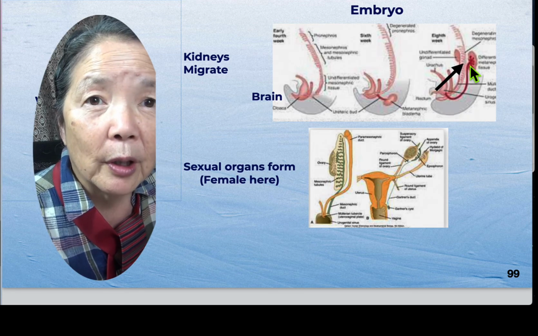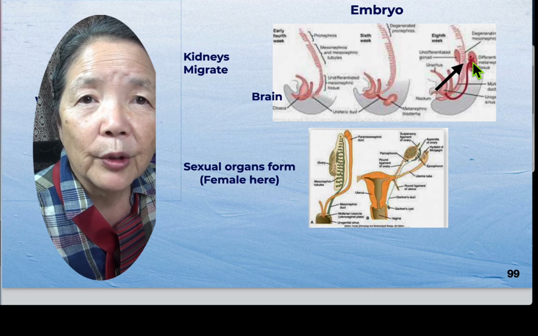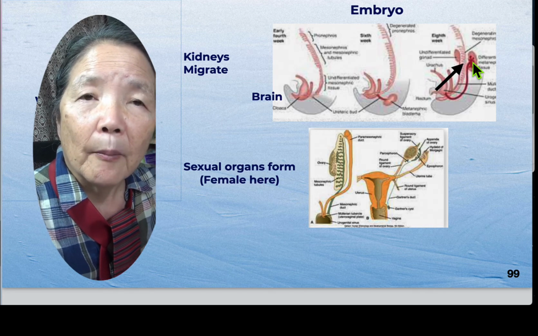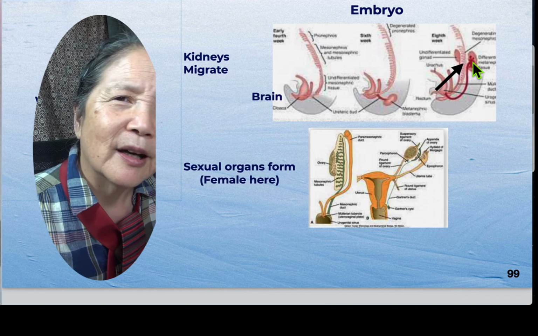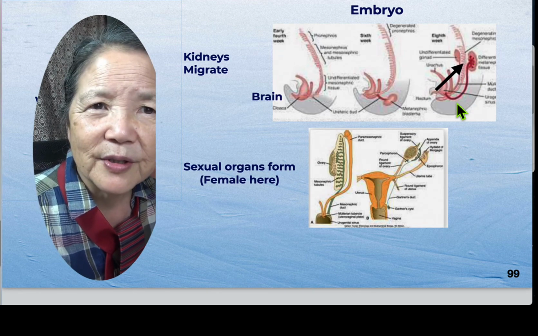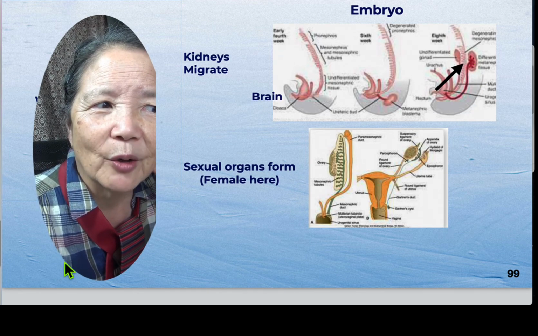And furthermore, these very important organs migrate down the body. I thought that was so interesting. I just couldn't get over it.